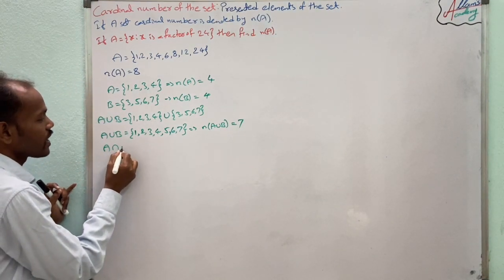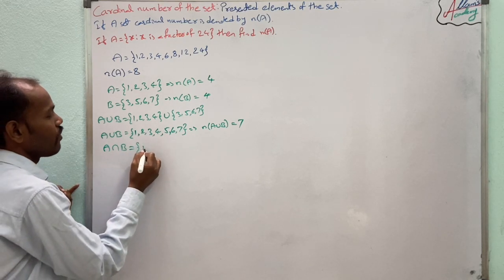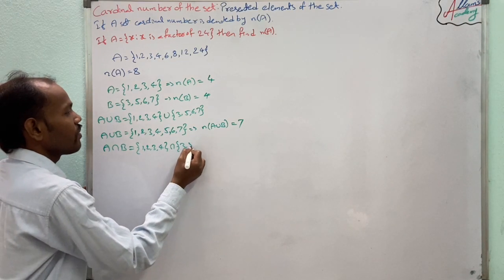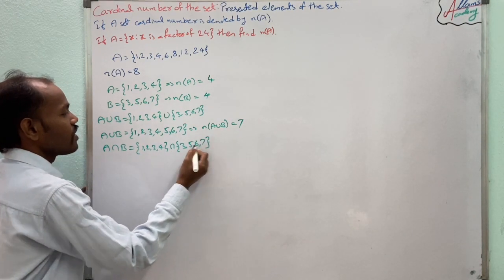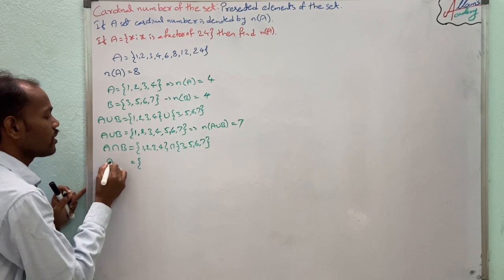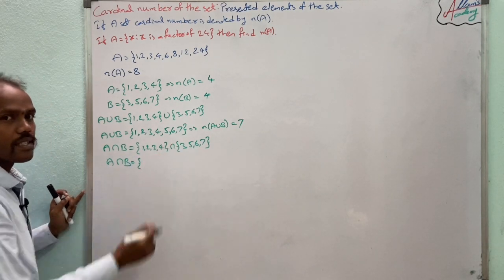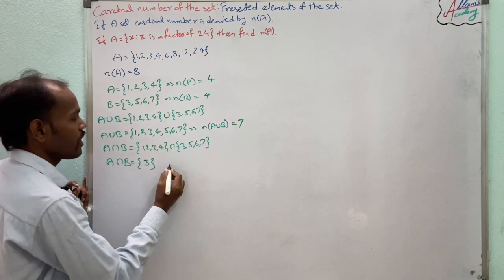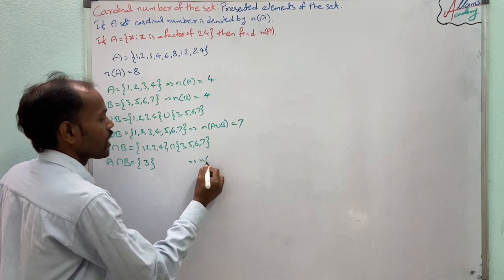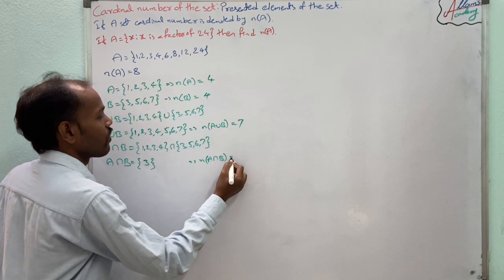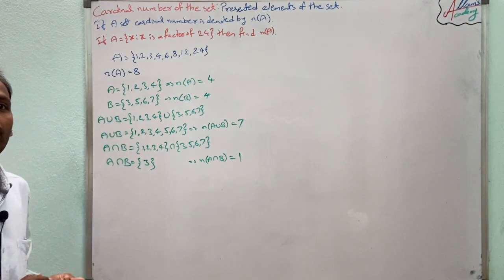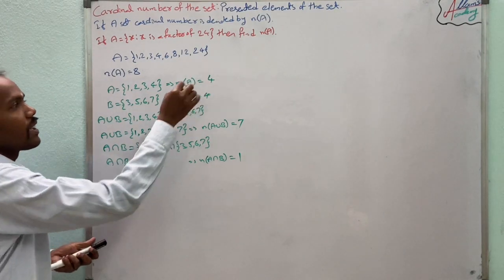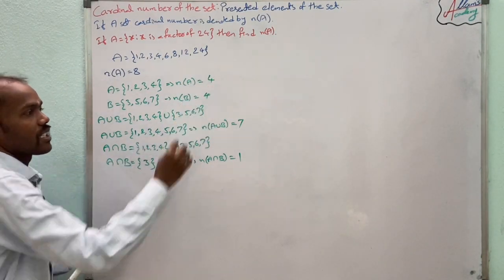Now we find A intersection B, {1, 2, 3, 4} intersection {3, 5, 6, 7}. Intersection means the common elements, as we already said. So here the common element is only 3. So n(A intersection B) equal to 1. Now if we observe, the sum of n(A) and n(B) is 8.